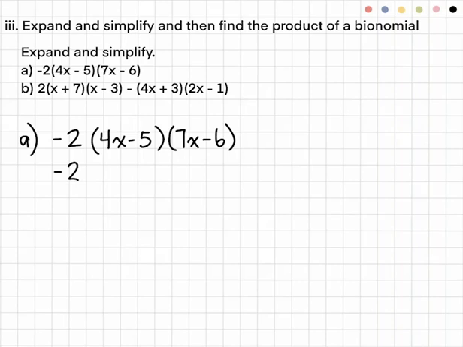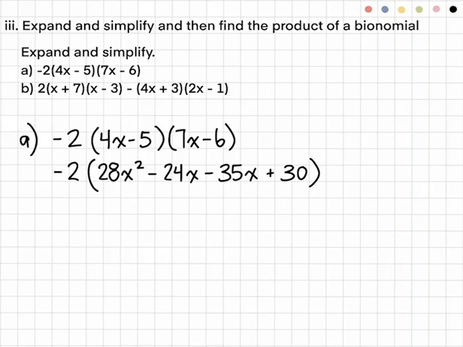So I have 4x times 7x. That's going to give me, definitely still using our bracket here, 28x squared. Then I've got 4x times negative 6. That's going to give me negative 24x. And I've got negative 5 times 7x. That's going to give me negative 35x. And then I have negative 5 times negative 6, which is going to give me positive 30.